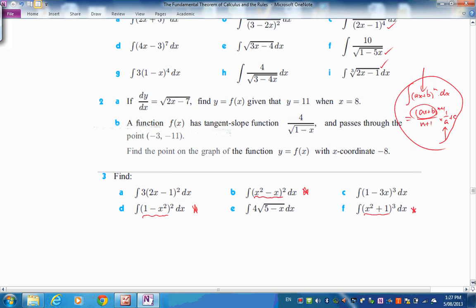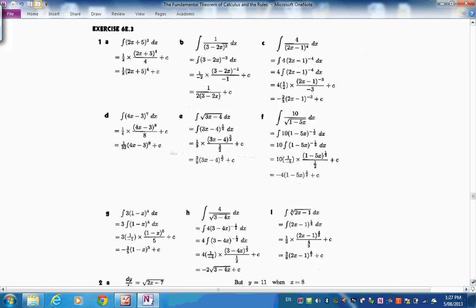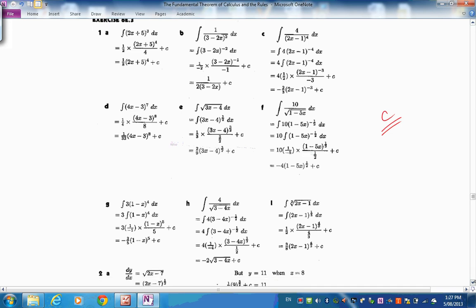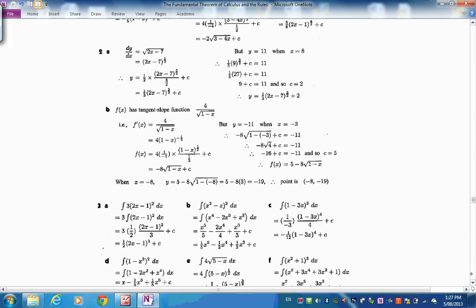Right, coming down, some answers here. Question 1. Don't forget the C. C is very important. There's a whole family which, when differentiated, would give these. Go down to the answer to question 2 now. Question 2.